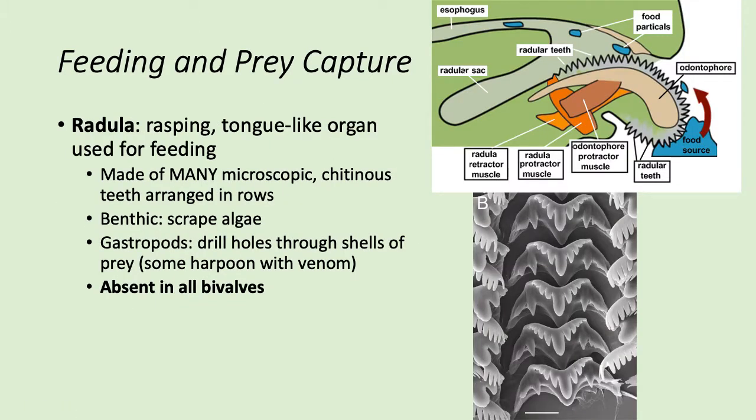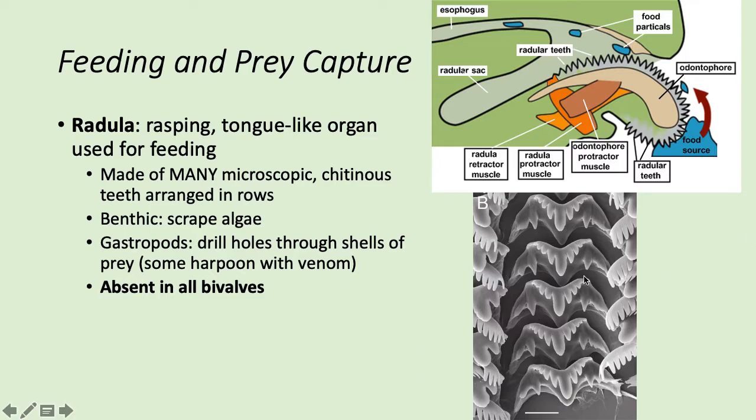All right, feeding and prey capture. Almost all of the mollusks have something called a radula, this rasping, tongue-like organ used for feeding. You don't find the radula, however, in bivalves. That's why I bolded it.